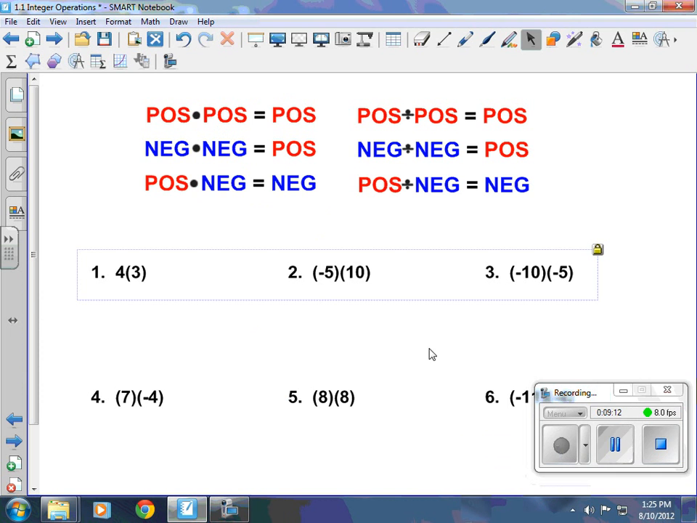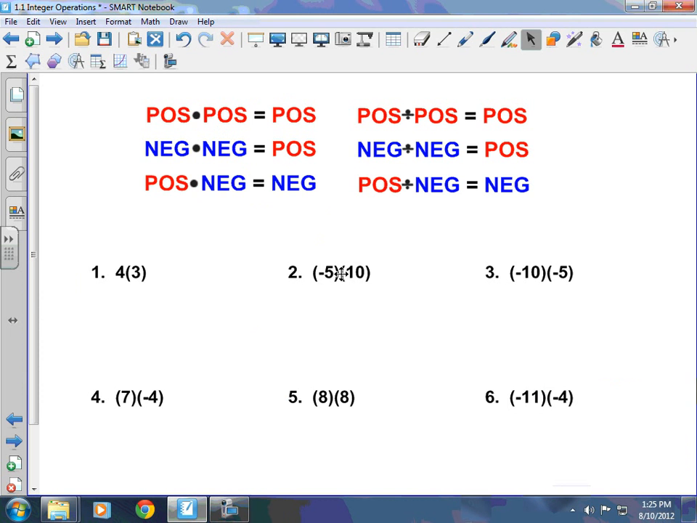So the rule is very similar to adding and subtracting, except now we're talking about the answer. This is what this says here. Positive times positive is positive. Negative times negative is a positive. Positive times negative is negative. The rules for dividing are exactly the same.